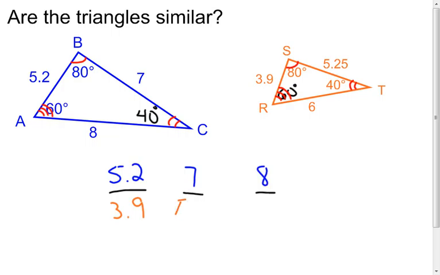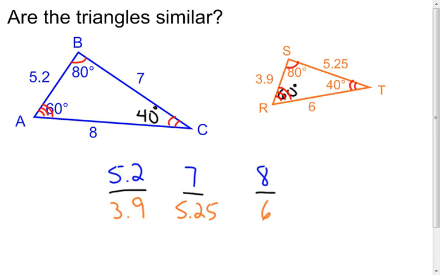Oh, that's not what I wanted. I don't know what happened there. We'll try to undo that. Alright, try this again. That has to match up with the 5.25, and the 8 is going to match up with the 6. Now I look at this, and I can't tell if those ratios are equal, so I'm going to grab my calculator.